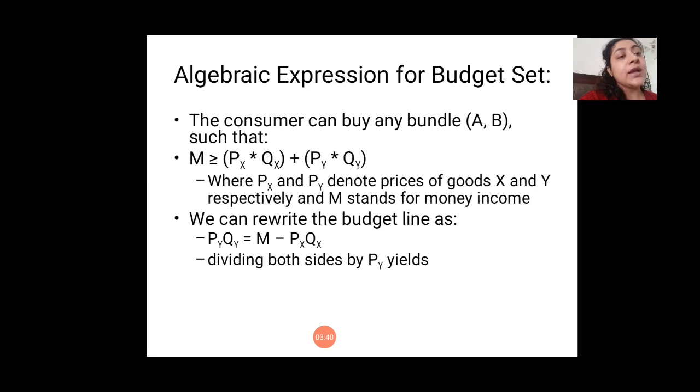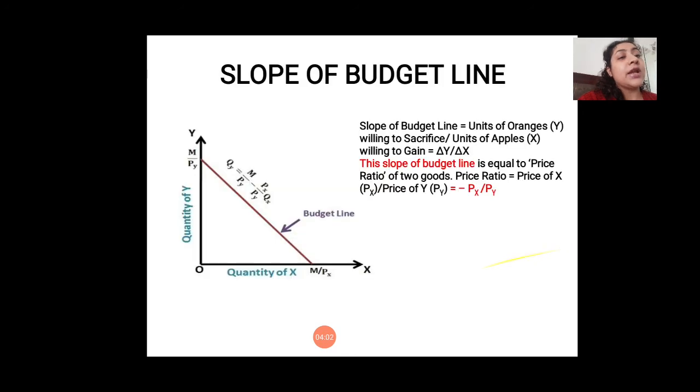Now if you rearrange this algebraic expression, what do you get? You get py·qy = m − px·qx. This dash is not a negative sign, girls, it is just a bullet point, so don't get confused. Now let us get to the slope of the budget line. The slope of the budget line, you simply have to learn, is minus px by py. Okay, minus px by py.